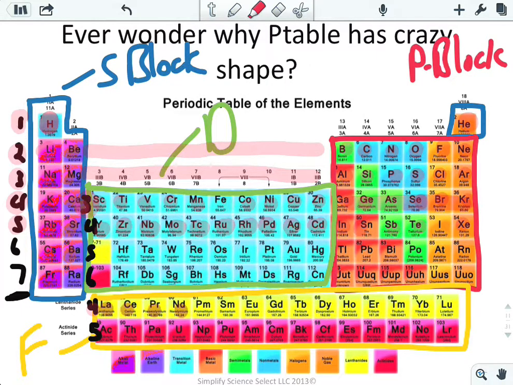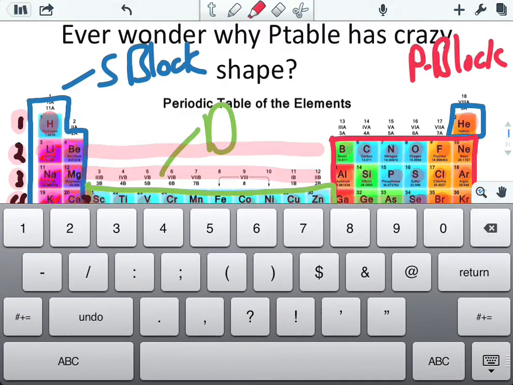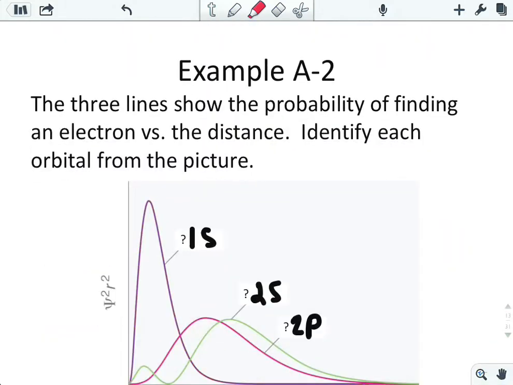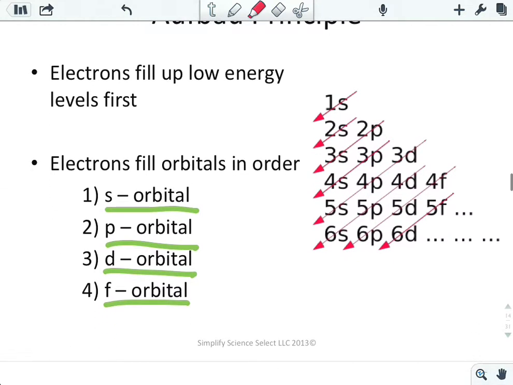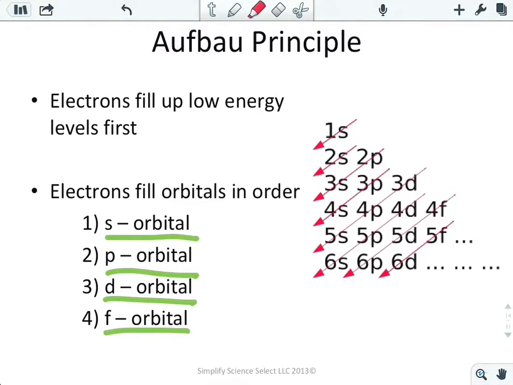Don't forget these guys down here. And that follows the Aufbau principle as well. The Aufbau principle is just the filling order of electrons, and it starts at the lowest energy level. It starts with your 1s, and it works its way up. Either way you remember it, whether you do the lines or you look at the periodic table, the Aufbau principle is just showing us the order of that.